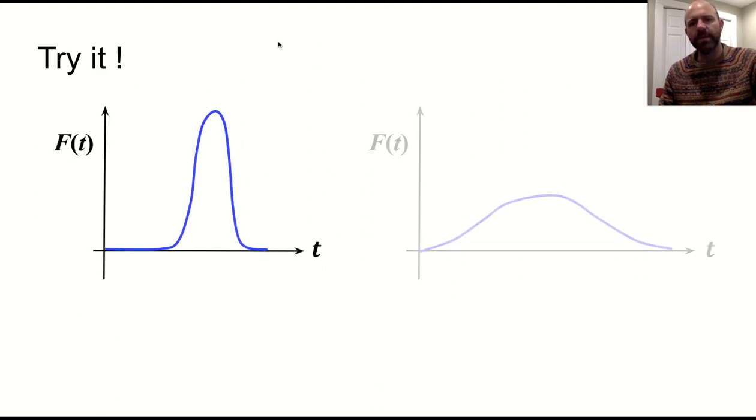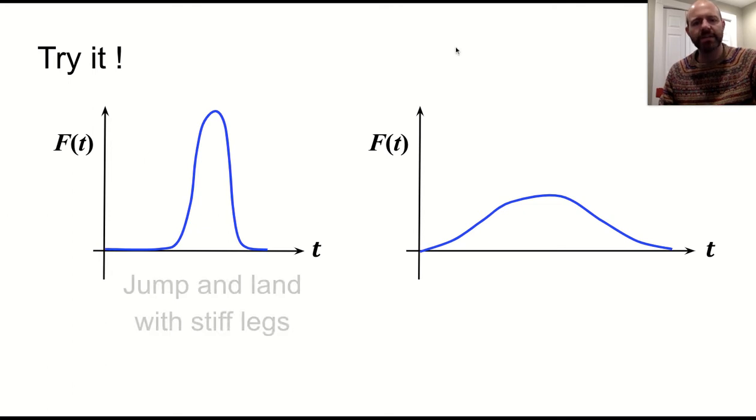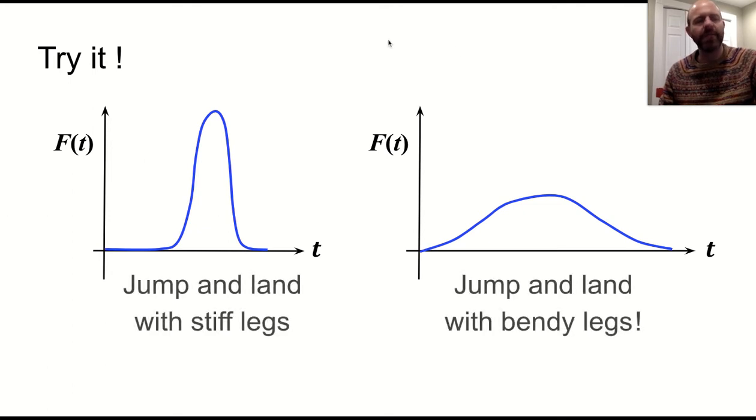So this is an example, something you can try, right? These two have essentially the same area, but we're doing something different. So if you were to jump up in the air and land without bending your knees, right, you don't have to jump super high, you would feel a big force for a short time, and it would stop you.